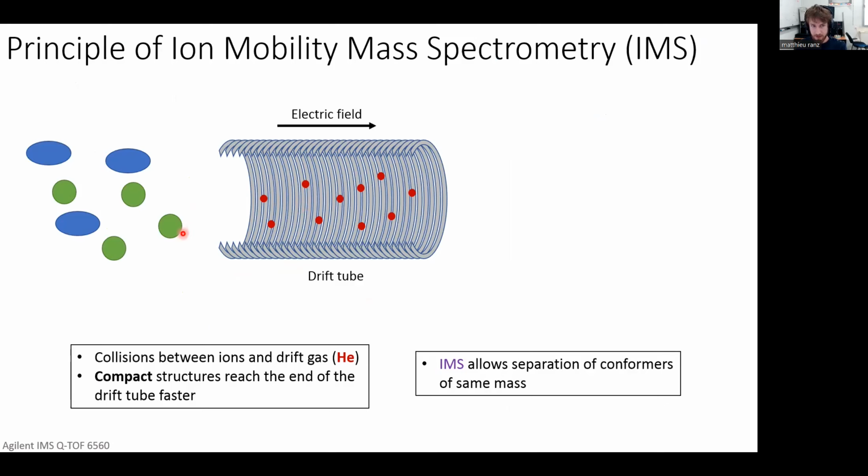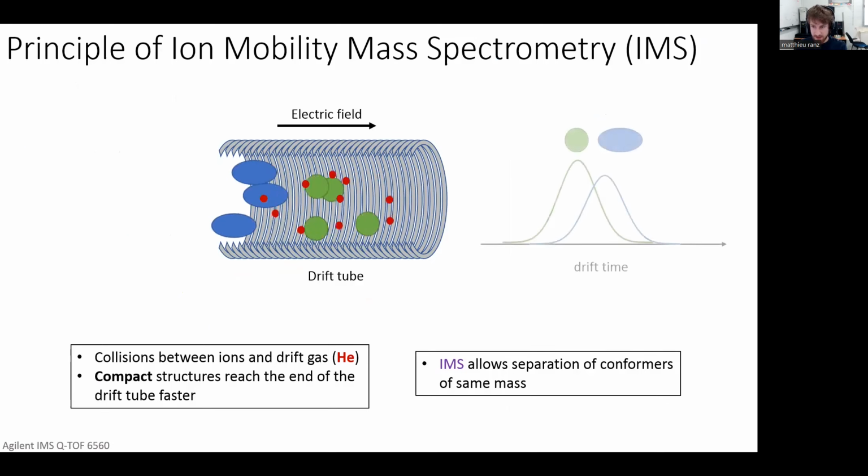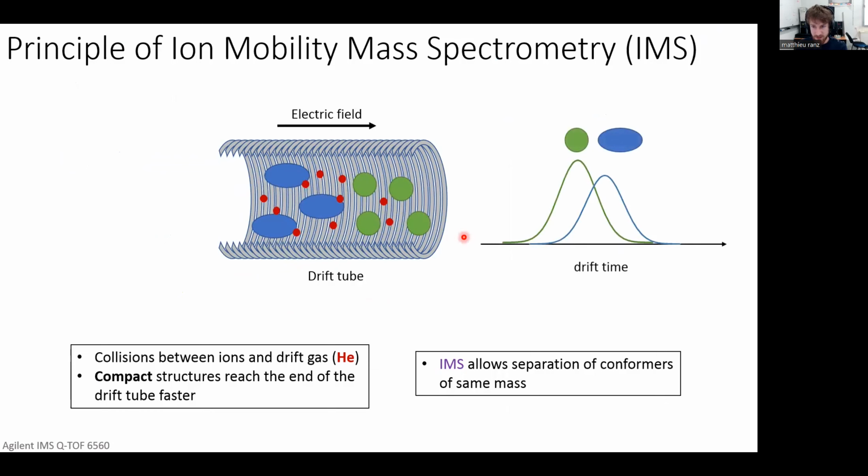And indeed, in ion mobility mass spectrometers, ions of same mass but different shape, here represented in green and in blue, can travel through a drift tube filled with gas. And the more compact ions will travel through the tube faster because they make fewer collisions with the gas. So this provides a separation by shape of conformers of same mass, and practically it generates what we call an arrival time distribution, where each peak corresponds to one conformer.